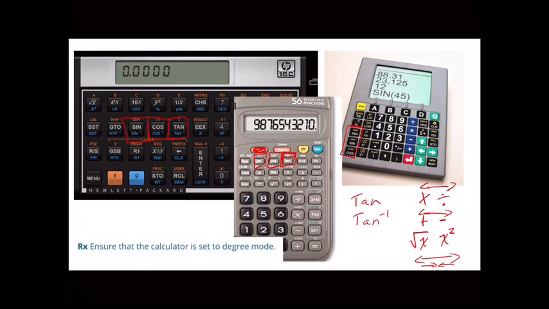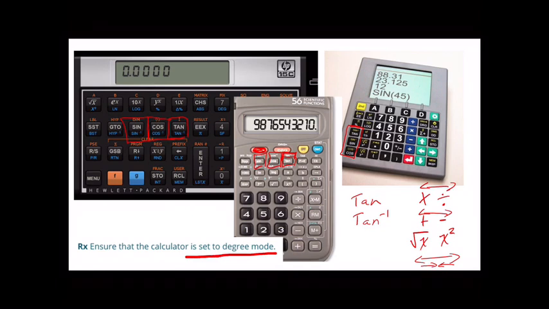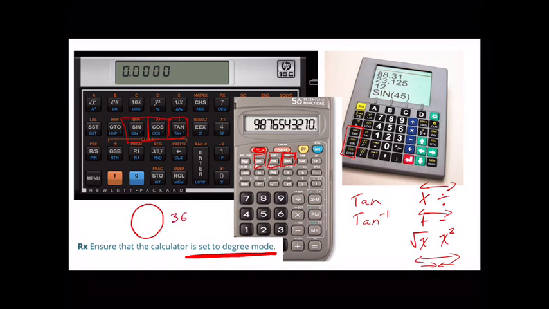If you're getting the wrong answers, check to make sure that your calculator is set to degrees. Some of them are set to radians, and that's completely different. When we're talking about a circle, we're talking about 360 degrees, or 90 degrees if we're talking about a right angle. There's another system for calculating circles called radians, and we're not using those right now. So make sure that you are in degrees, or you're going to get different answers.